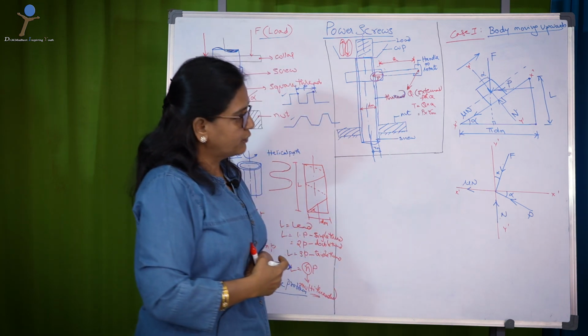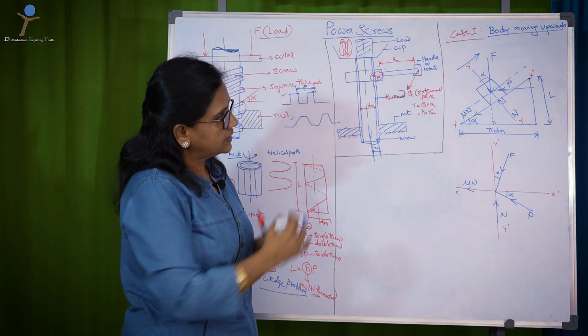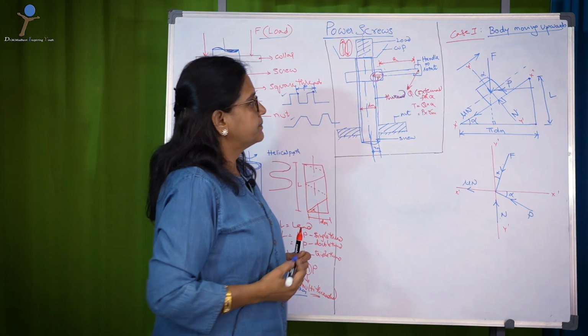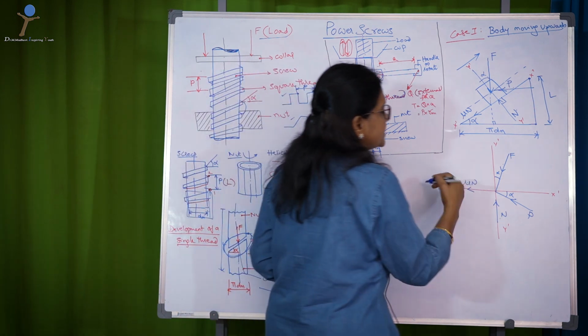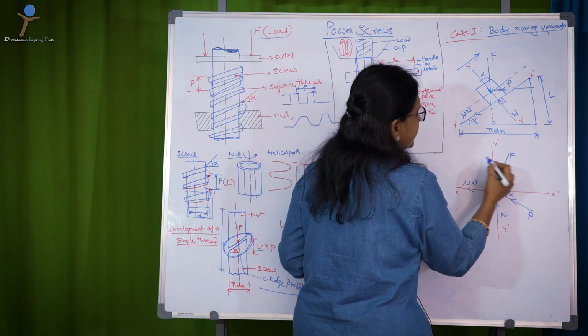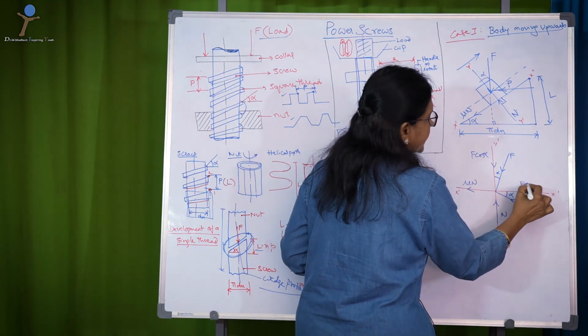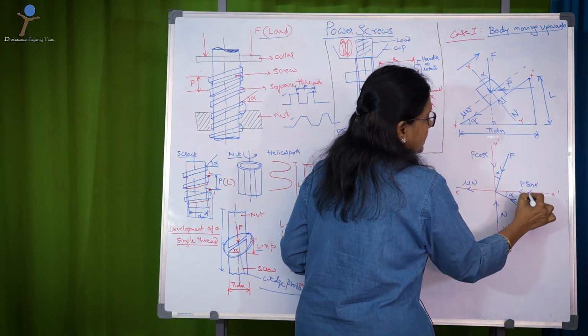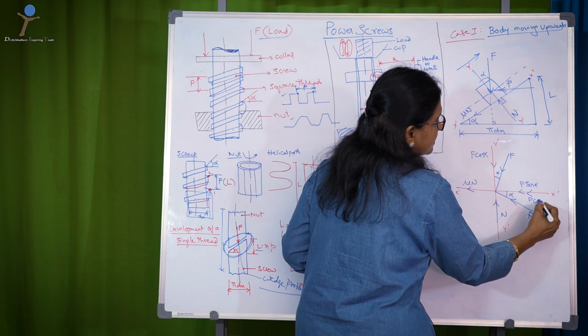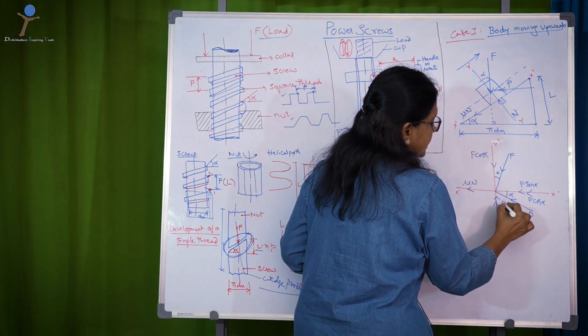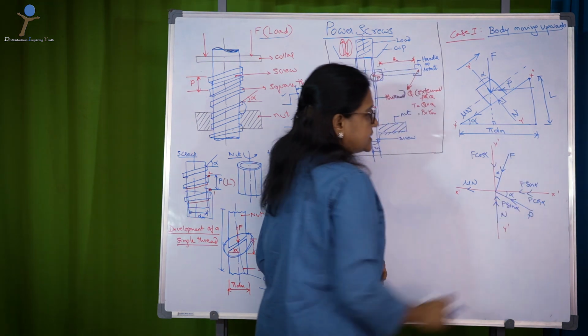So, these are the four forces that are acting on the load. Now, you resolve these forces. This happens: F cos alpha and F sin alpha, and this resolution is P cos alpha, P sin alpha. That is it.